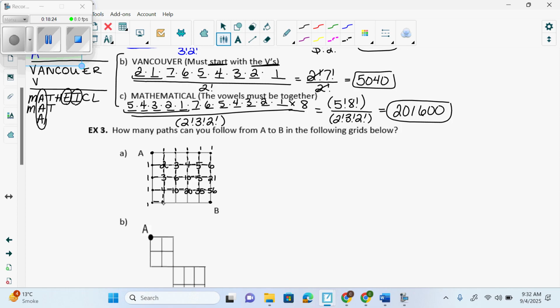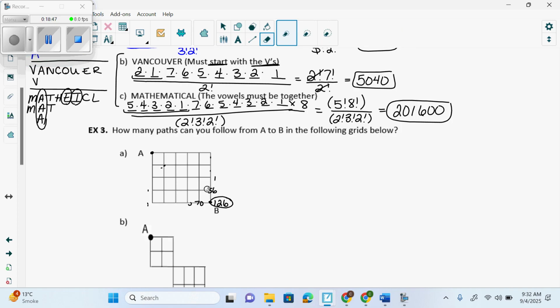1 and 4, 5. 5 and 10, 15. 15 and 20, 35. 35 and 35, 70. 70 and 56 is 126. So that's the total number of pathways from A to B using all those things, right? That's showing pathways. Now I'm quickly going to erase it so that you're not trying to do this, because this would not actually get me marks, because that's pathways, not factorials, right?